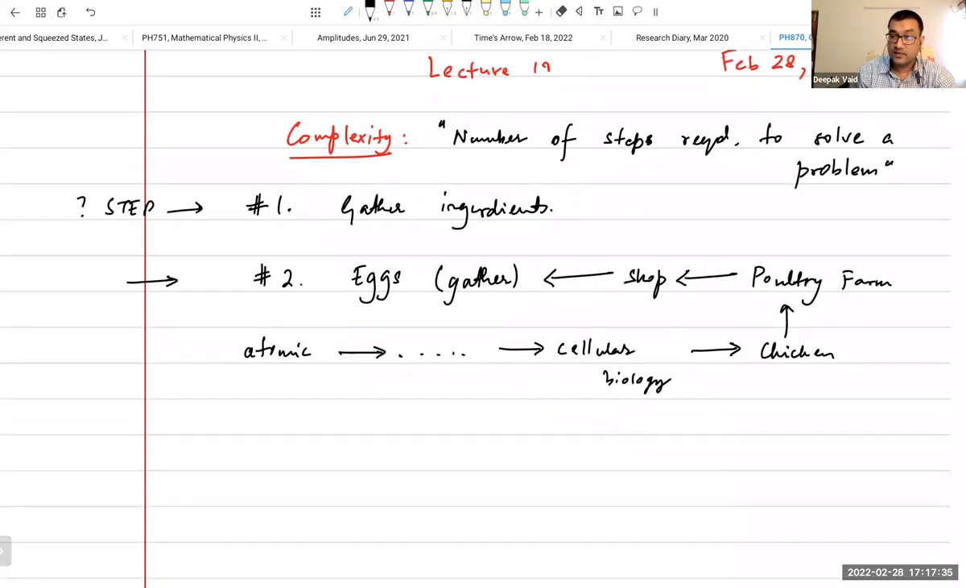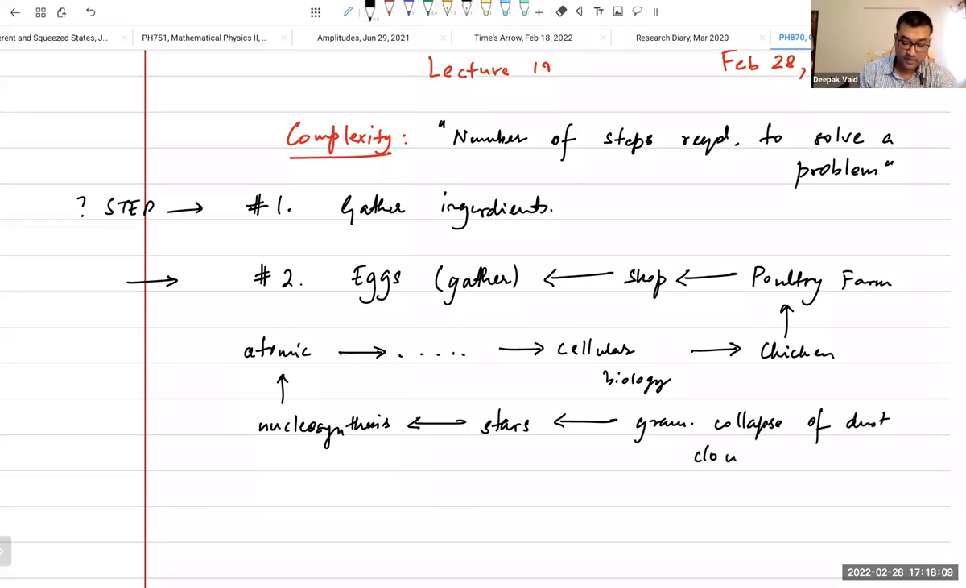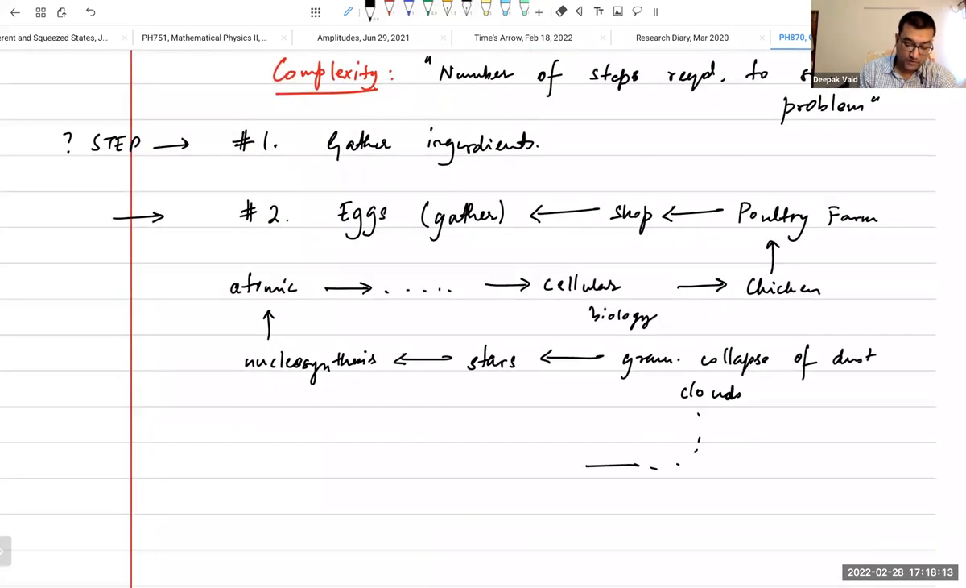And then at the atomic scale, you would ask, where do atoms come from? Well, you talk about nucleosynthesis. And where does nucleosynthesis come from? Well, you'd say the Big Bang. Well, you'd say stars, right? Atoms are formed in stars. How do stars form? Stars form from gravitational collapse of dust and other matter clouds. So you could go all the way back to the Big Bang just to make your cake. But clearly, this is somewhat facetious.